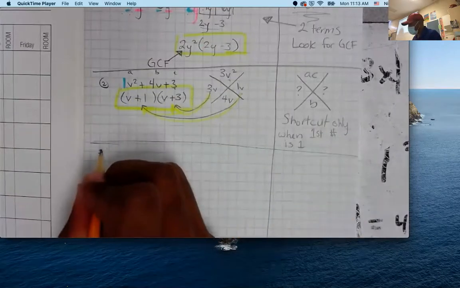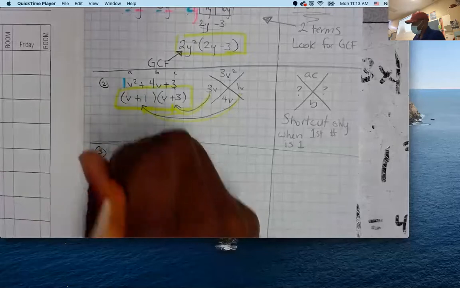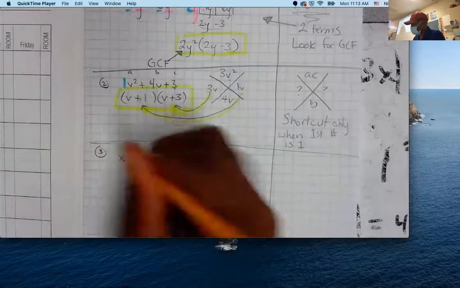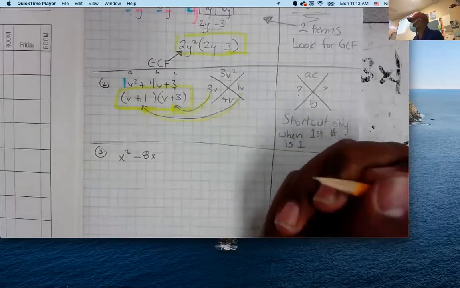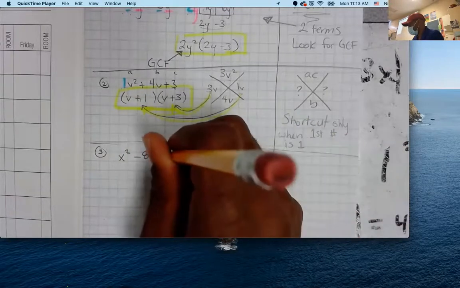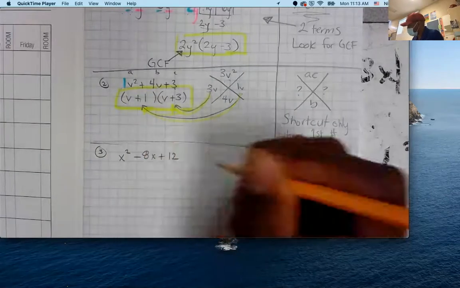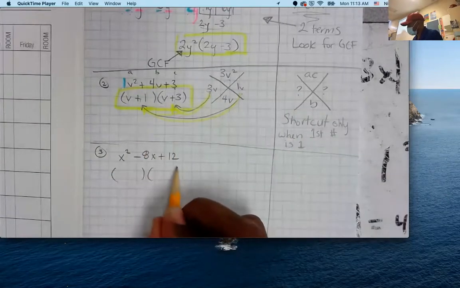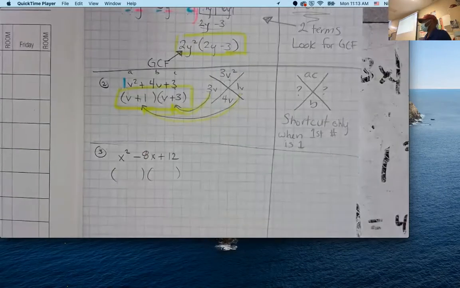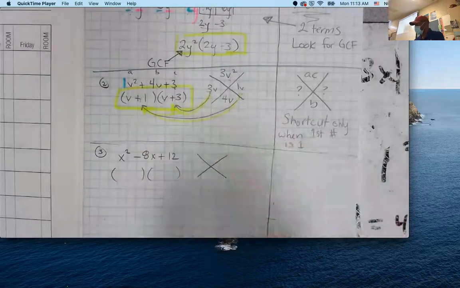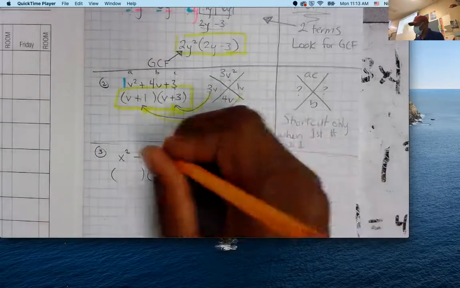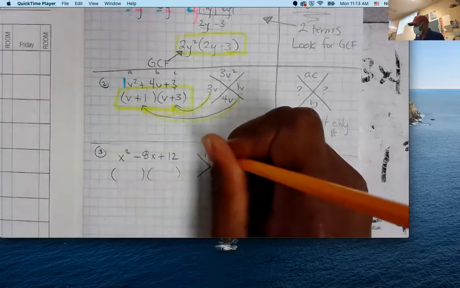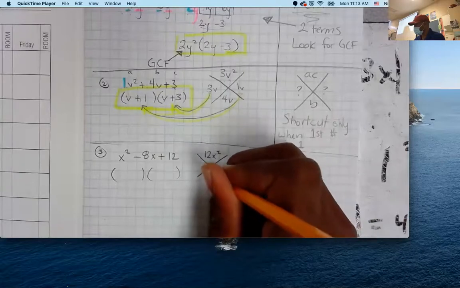Okay, so we'll do one more like that. So now let's say I've got x squared minus 8x, and then we'll say plus 12. So I'm going to go straight to that. I'm going to write out my factors, the parentheses, and then draw out the x. On top, first will be a times c, so 12x squared. On the bottom will be negative 8x, b.